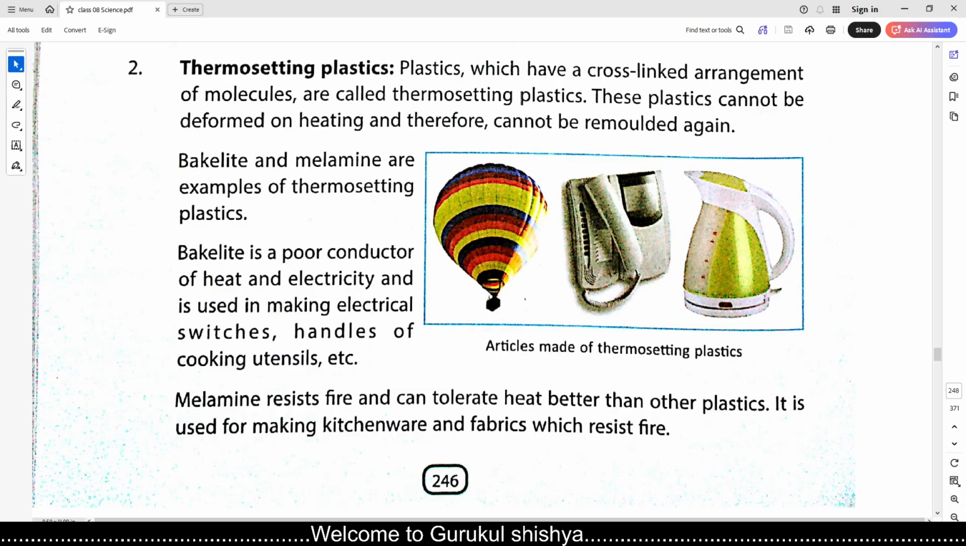Bakelite is a poor conductor of heat and electricity and is used in making electrical switches, handles of cooking utensils, etc. Melamine resists fire and can tolerate heat better than other plastics. It is used for making kitchenware and fabrics which resist fire.